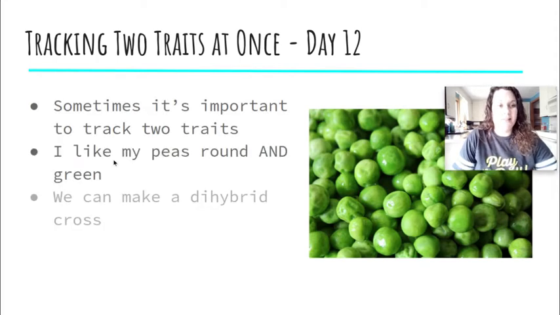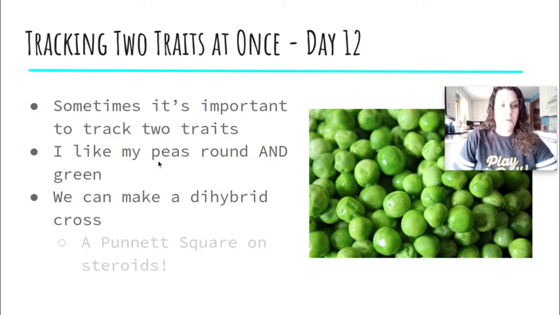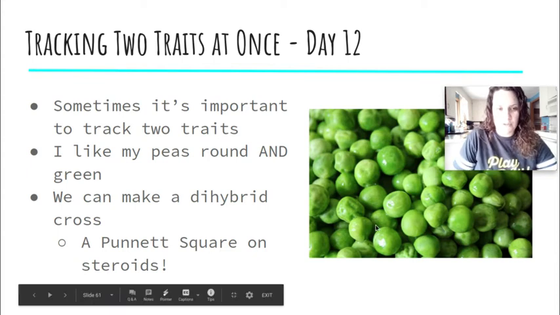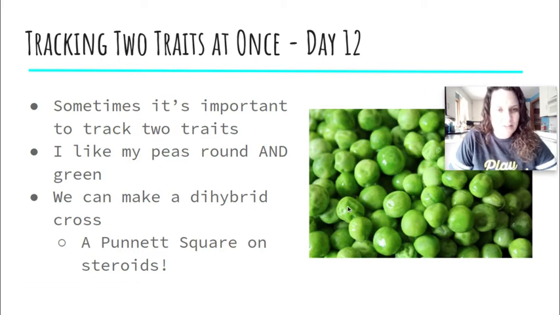Sometimes it's important to track two traits at one time. When we're talking peas, I don't know about you, but I like it when they're green and when they're nice and round. Some of them have little dimples on them, but really that's okay. That's just a genetic difference between them.